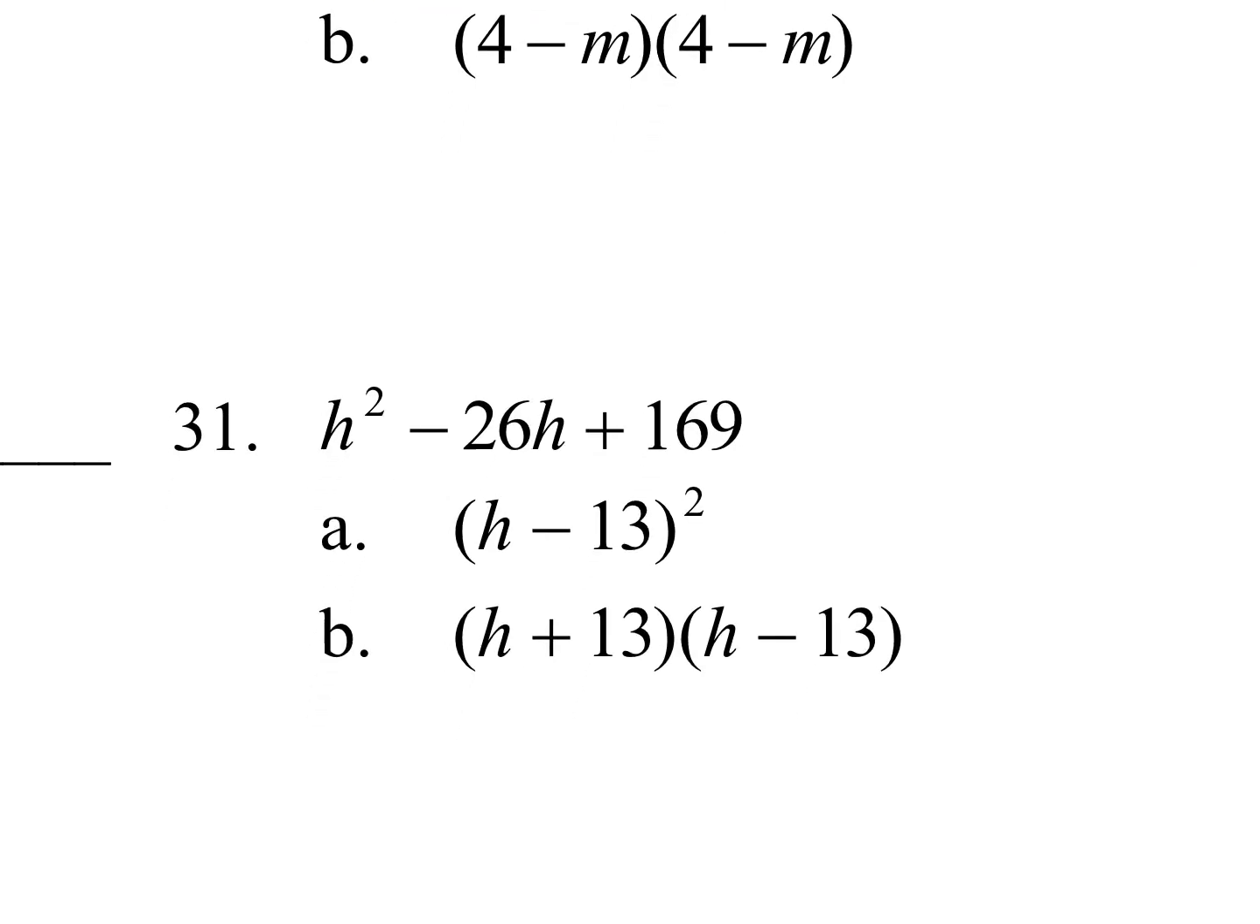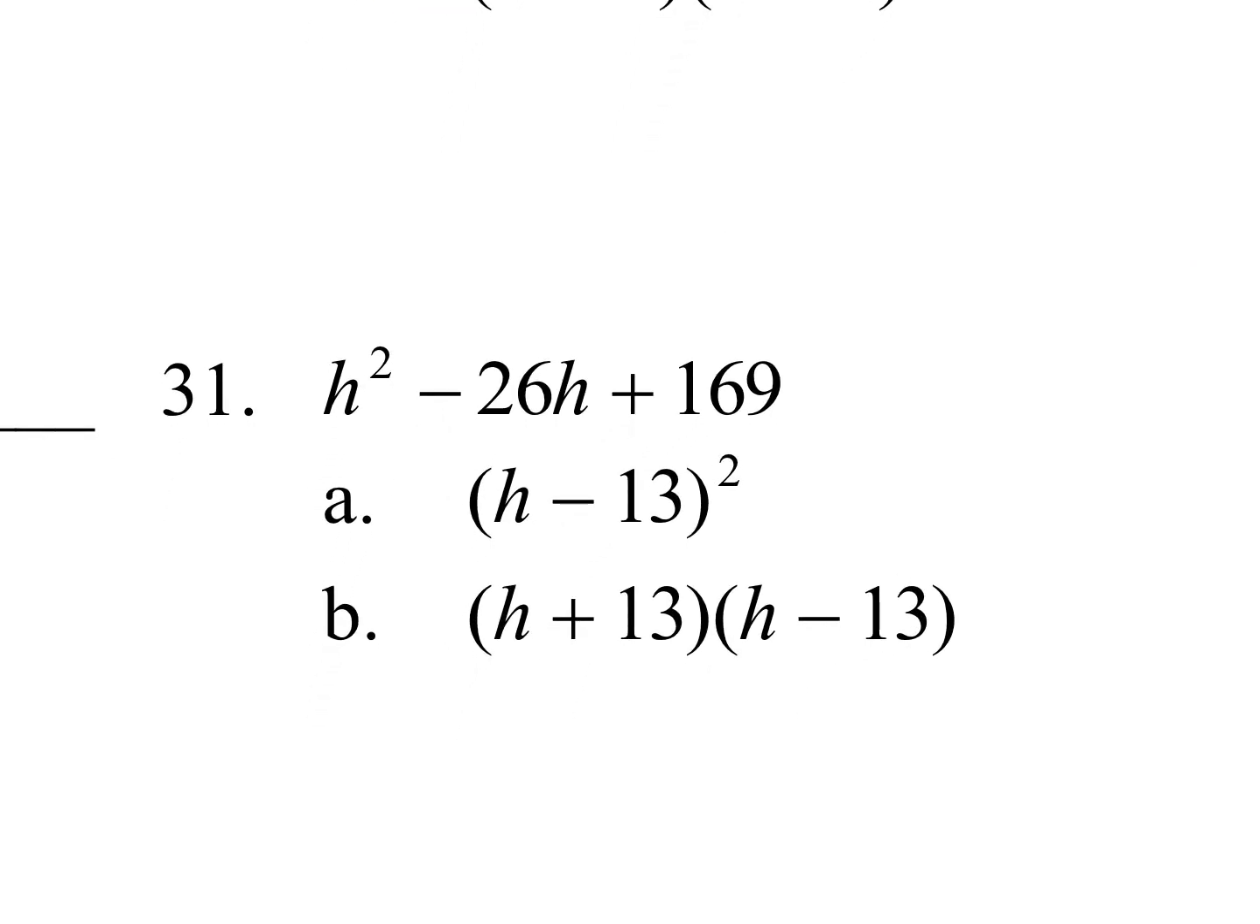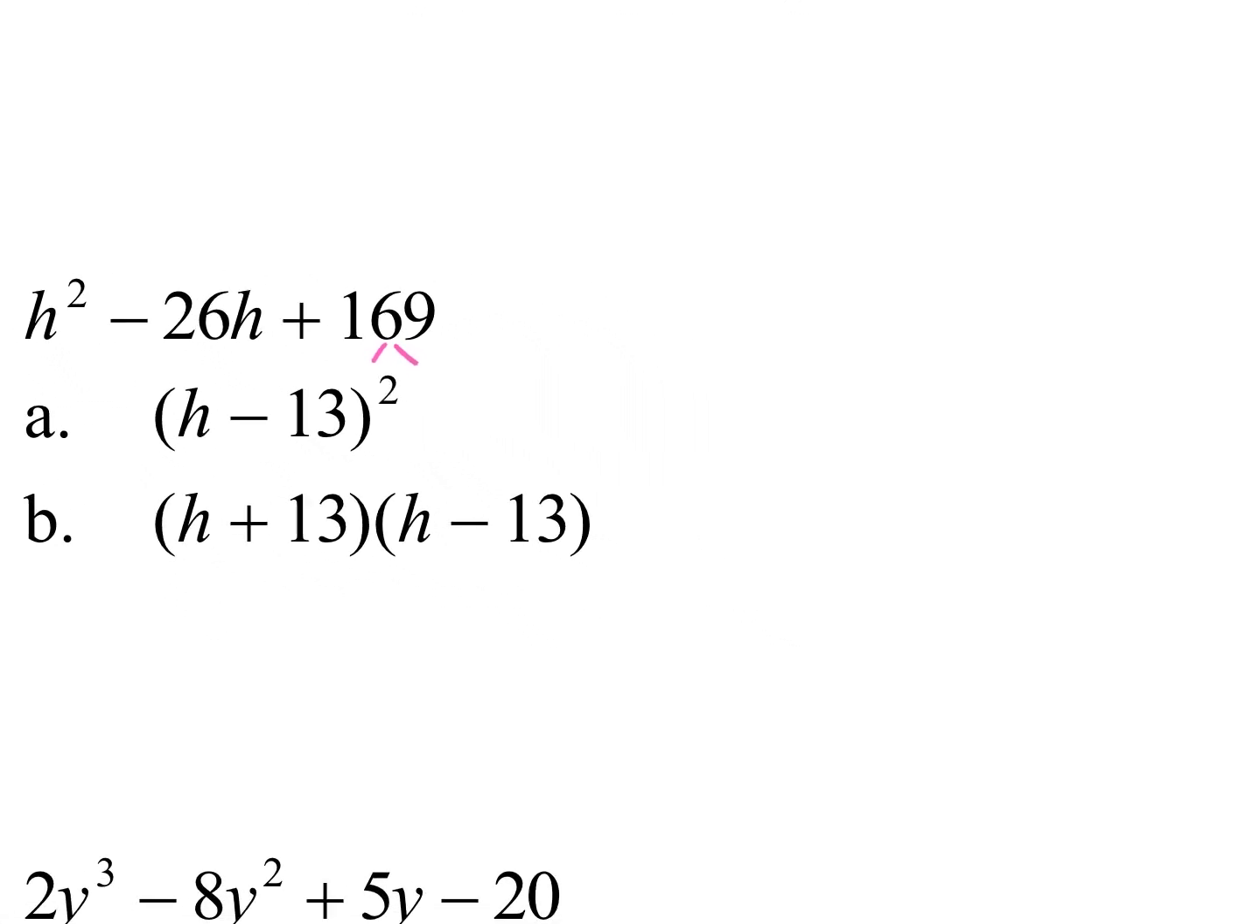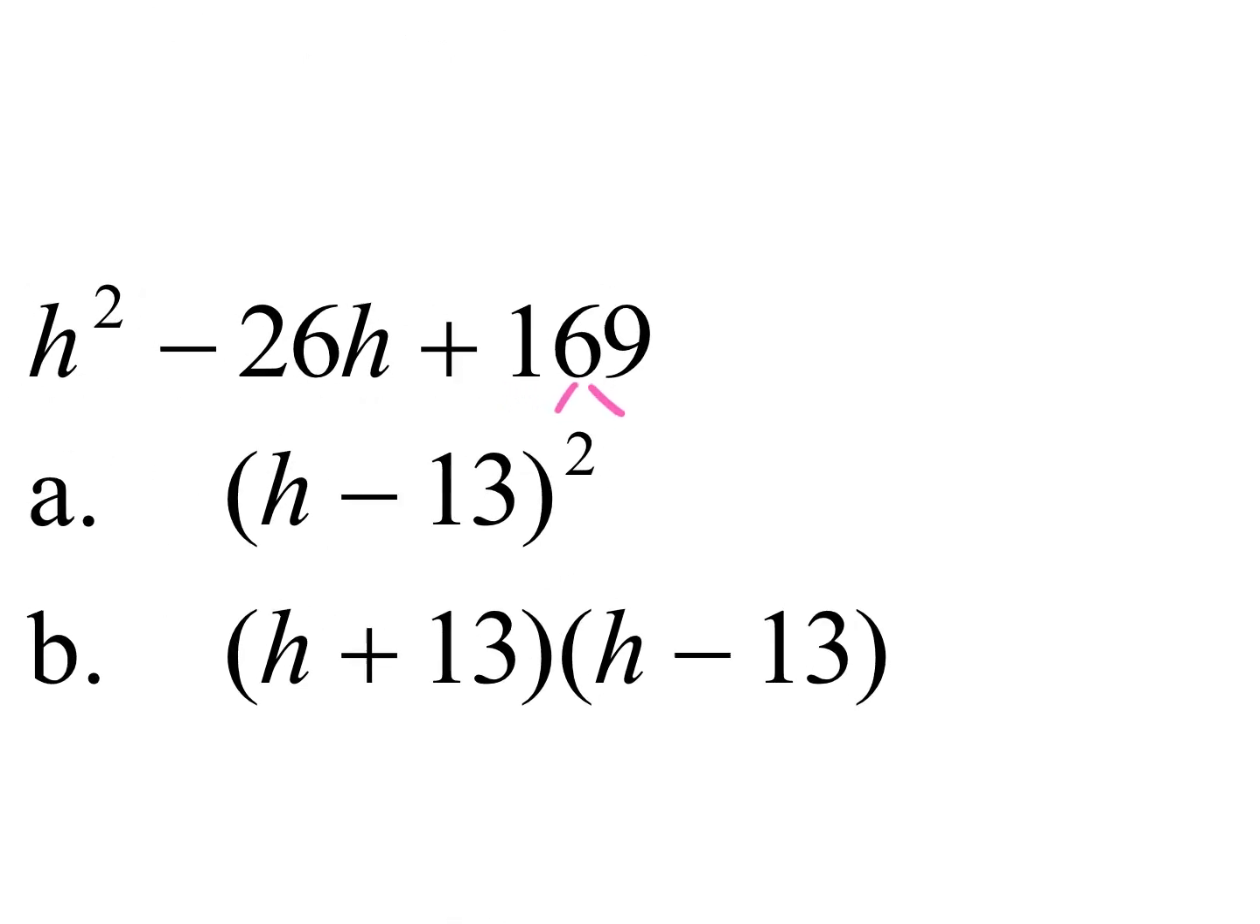All right, let's look at 31. Do I have 2 factors of 169 that add to negative 26? Look at our answer choices. Use that to help you. What do you think our 2 numbers are going to be? Negative 13 and negative 13. So I would write h minus 13 times h minus 13.